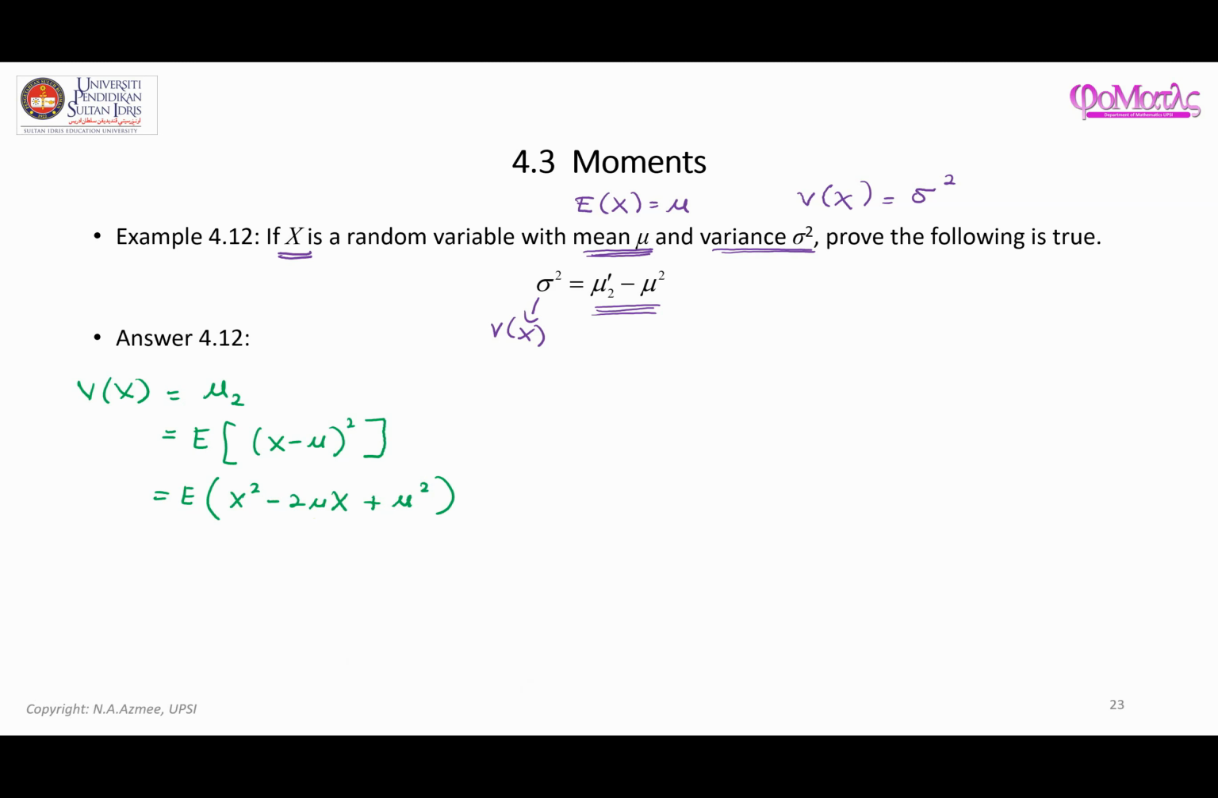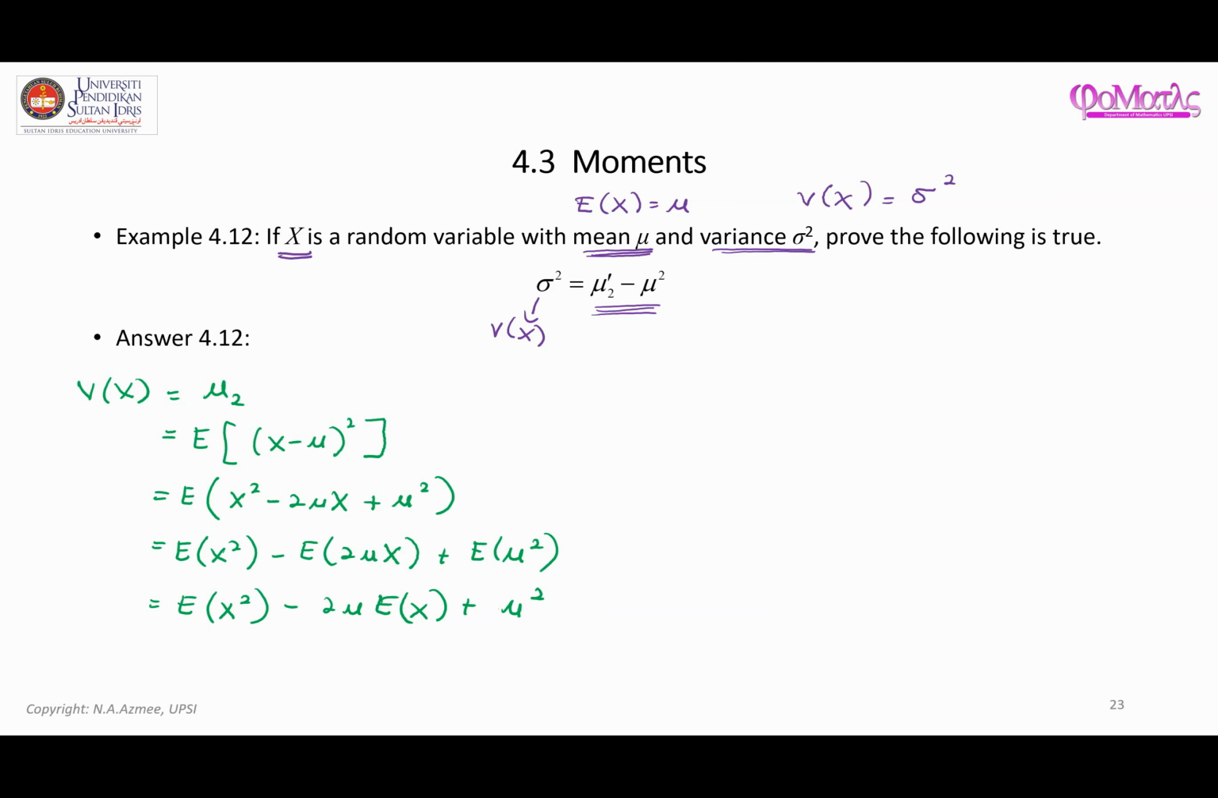Next, we can separate these three items, so we have E of x squared minus E of 2 mu x plus E of mu squared. This can be further simplified if you take the constants out. We're going to settle the constants first. Here 2 and mu are constants, so we can take out 2 mu. Mu squared is also a constant, so the result here is equal to mu squared.